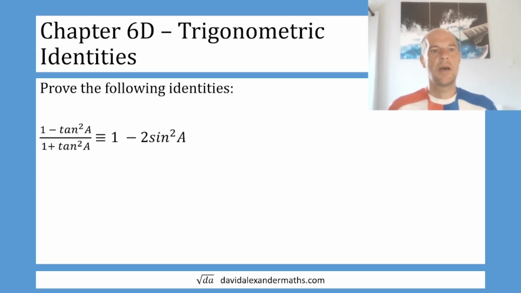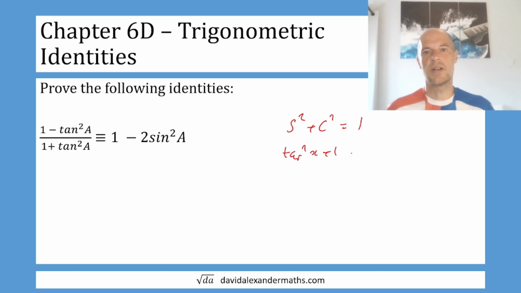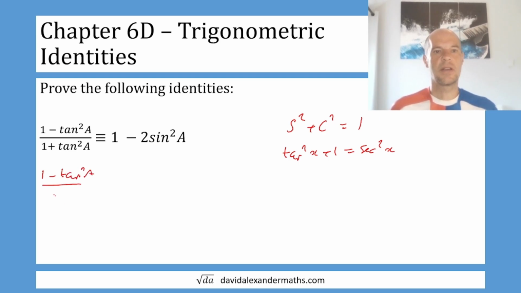I am going to mess around with the left-hand side because there's a bit more going on, and I know that I can do something with the tan squared. Sine squared plus cos squared equals 1. So if I divide through by my cos squared, that will give me tan squared plus 1 equals sec squared x. So first of all, does this help? 1 take away tan squared doesn't really help massively, but 1 plus tan squared is sec squared x. So what I have is 1 minus tan squared A over sec squared A there.